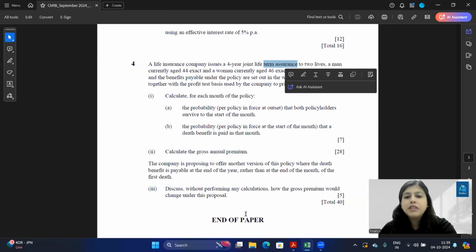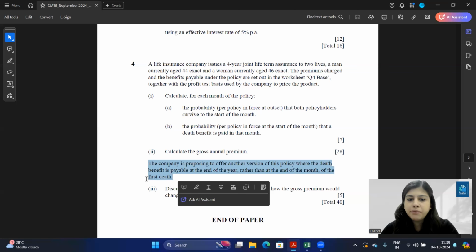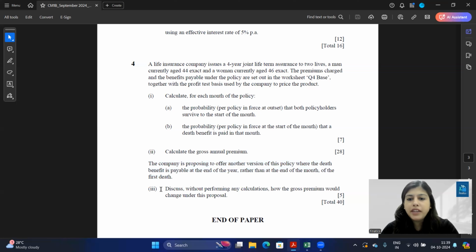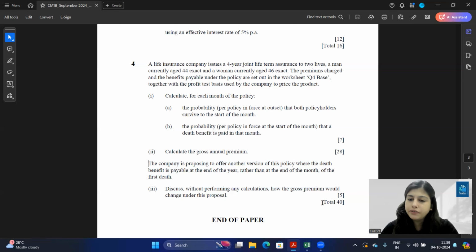Clear? That was the major portion of the sums. The company is proposing to offer another version where the death benefit is payable at the end of the year rather than the end of the month. Discuss without performing any calculation how the gross premium would change under this proposal.